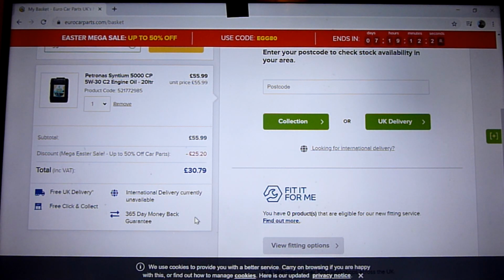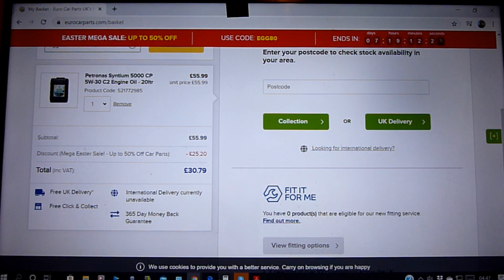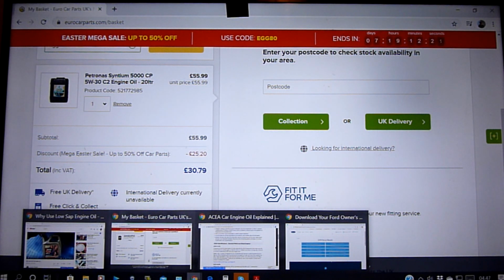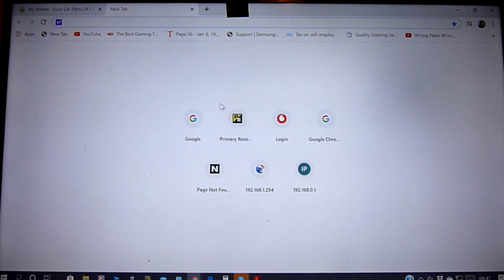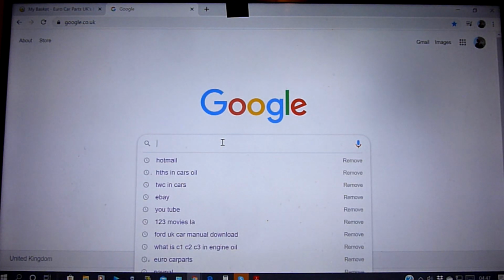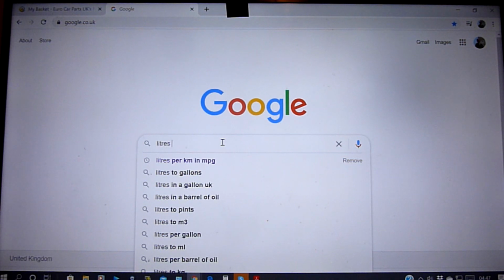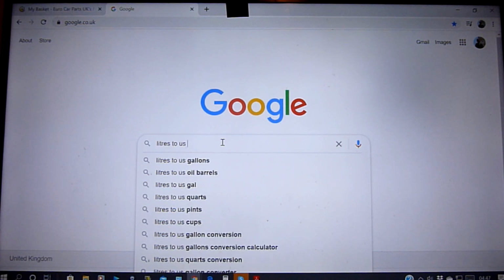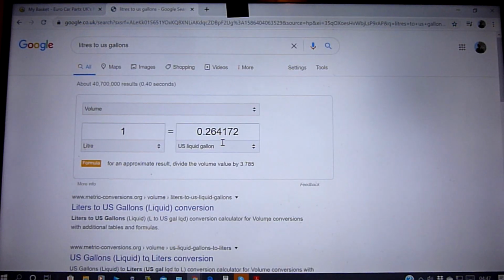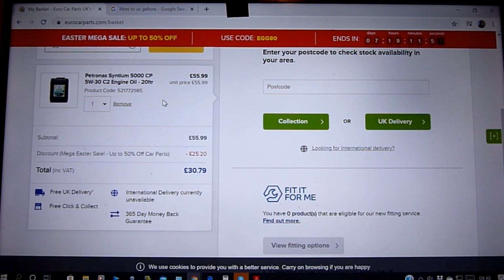20 litres is good. I can't remember the conversion rate for litres to gallons, but let's try that for the USA, because you'll be interested in that. Most of my viewers are in the USA. Litres to gallons, to US gallons. 5.28 US gallons. So that's a lot, right? It's a massive bulk order.